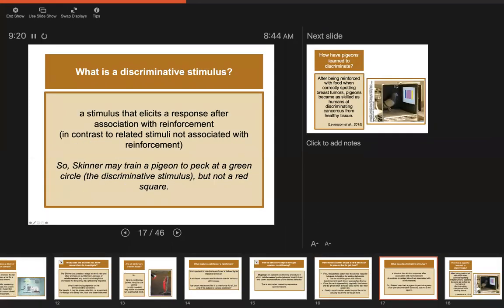What is a discriminative stimulus? Well, a stimulus that elicits a response after association with reinforcement. So Skinner may train a pigeon to peck at a green circle, but not a red square, right? And it's amazing what Skinner was able to do with these pigeons. Again, something you could check out on YouTube, lots of really cool videos of the things that he was able to train the pigeons to do.